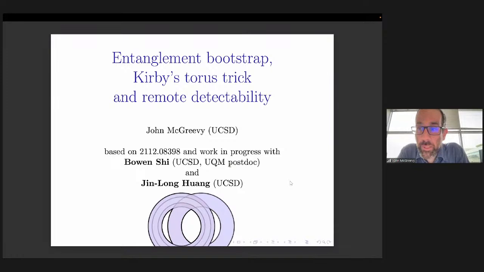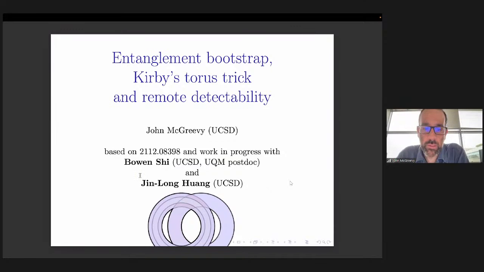So my talk is about a somewhat different path to QFT. It's a path paved with quantum information and maybe a little bit of differential topology. My main goal is to explain to you the meaning of the terms in the title, and in particular, what is entanglement bootstrap, which is a program. I'll tell you what it's a program for, but it was pioneered by Bowen Shi, who's a postdoc at UCSD, along with Isaac Kim. And some of the work that I'll tell you about in the second half of the talk is also with my student, Jin Long.